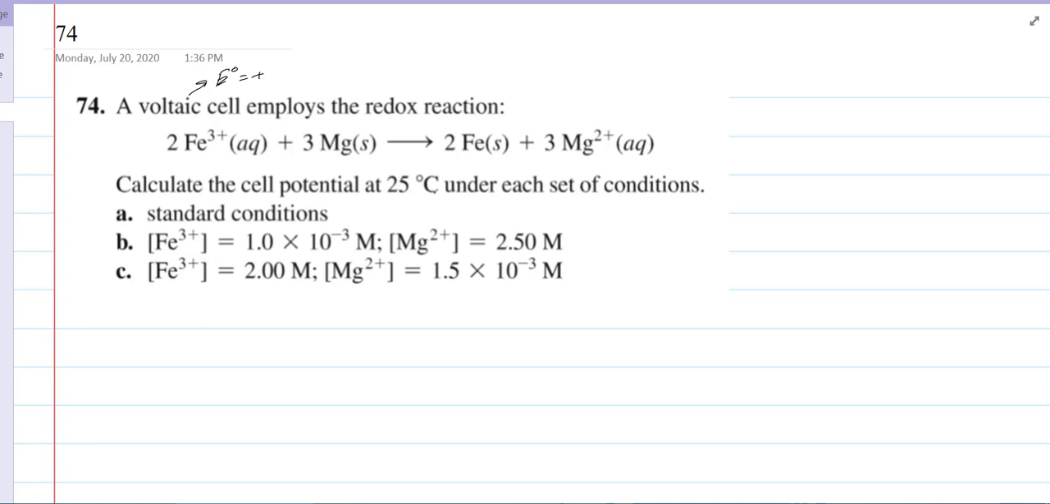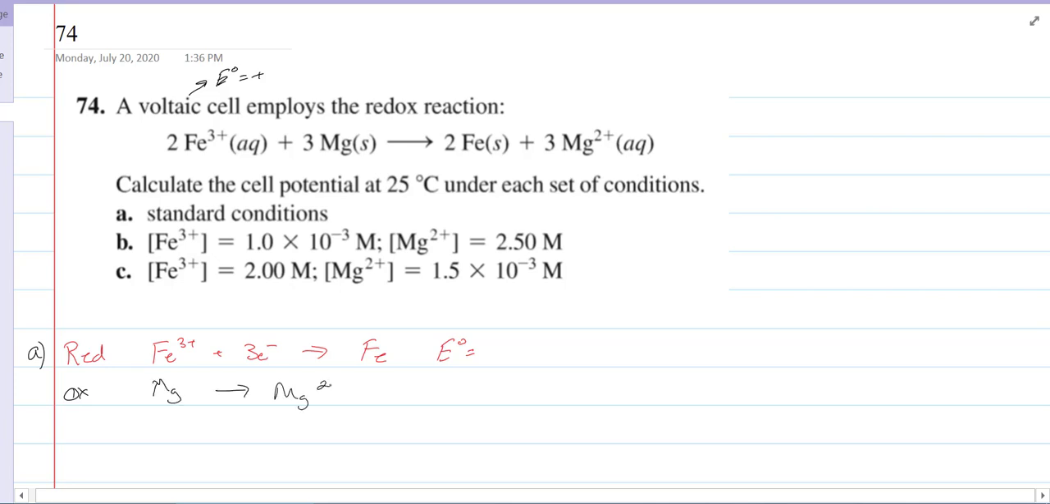So standard conditions for A, we use our standard redox potentials. So I know who is my reduction. Reduced would be iron, wouldn't it? Fe3+ plus 3 electrons going to Fe, right? So E standard would be whatever it is. My oxidation would be Mg going to Mg2+ plus 2 electrons.